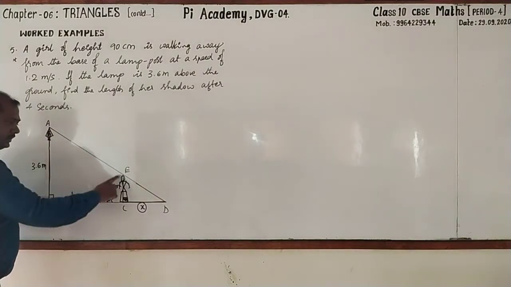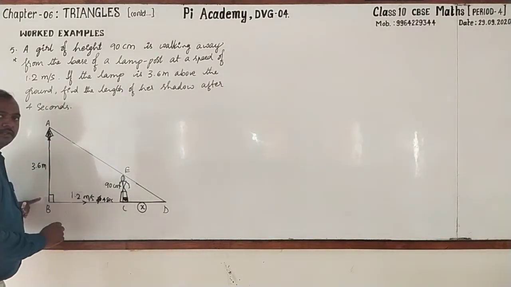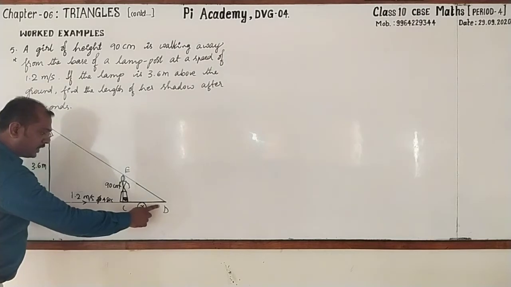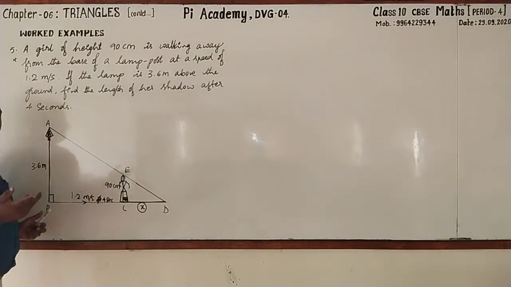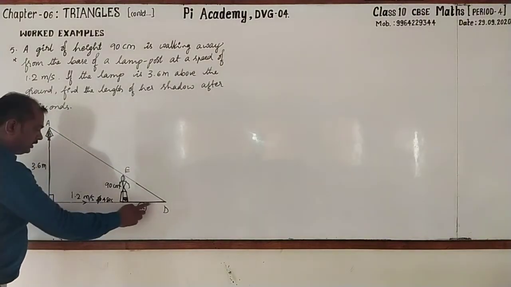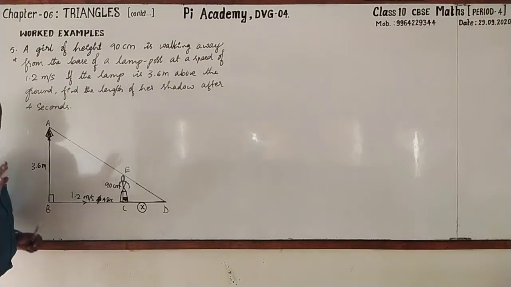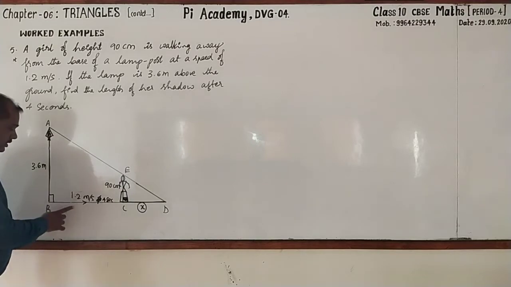AB is known, EC is known, but do you know CD? Sorry, CD is required, but do you know BD? BD is unknown. To find out BD, you must know BC as well. How to do that? First we have to find out BC.